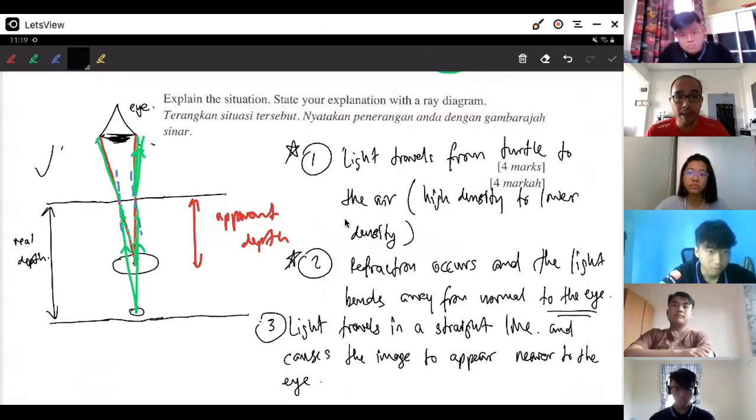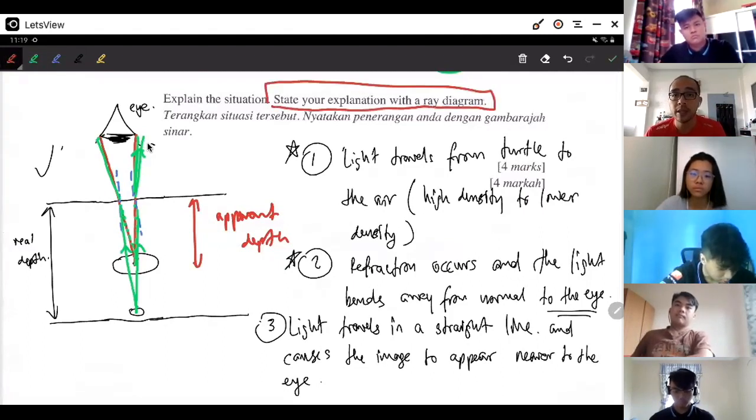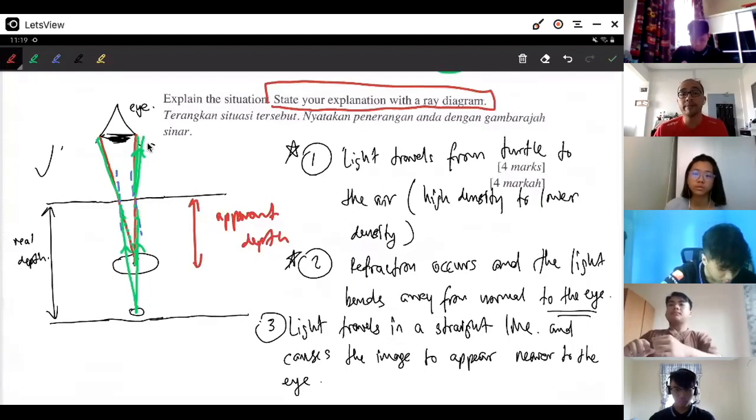Must draw diagram is the question. Yes, must draw diagram because it is already stated in the question. If there is no statement in the question, then you don't have to draw a diagram. But because they ask you to draw with a ray diagram, so you have to. The ray diagram actually helps to understand a lot more.